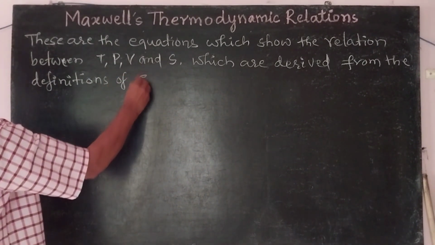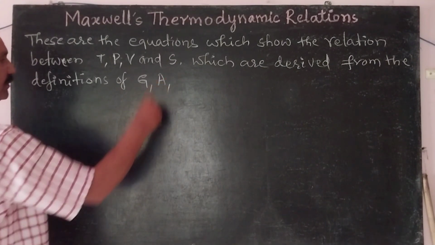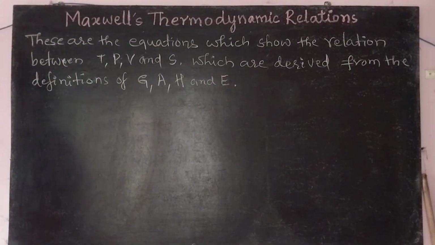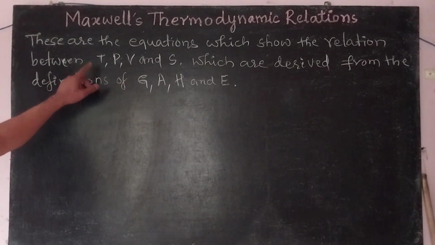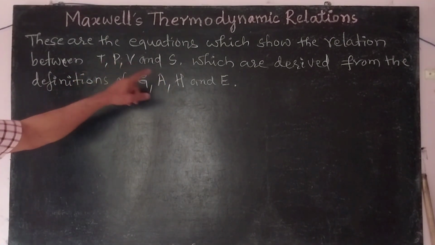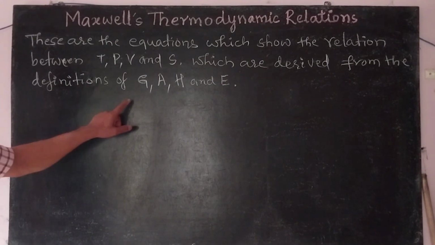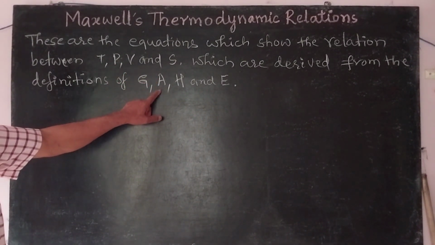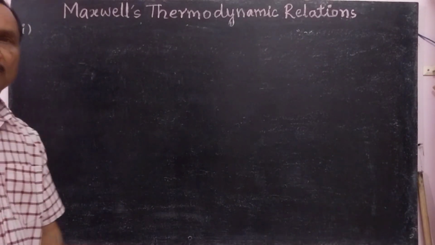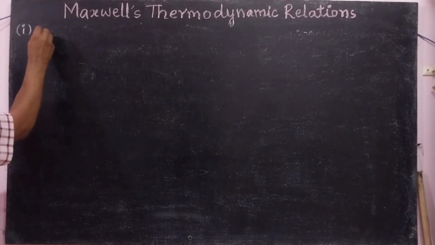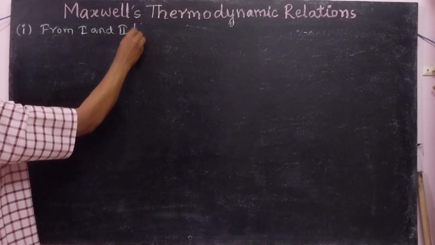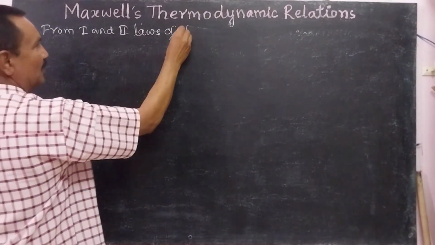In this way, the Maxwell thermodynamic equations are nothing but the equations which show the relation between temperature, pressure, volume and entropy, and these equations are derived from the definitions of Gibbs free energy, Helmholtz free energy, enthalpy and internal energy.